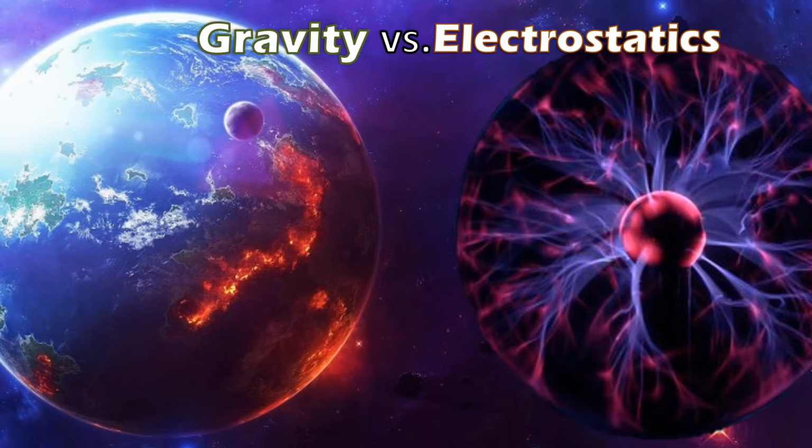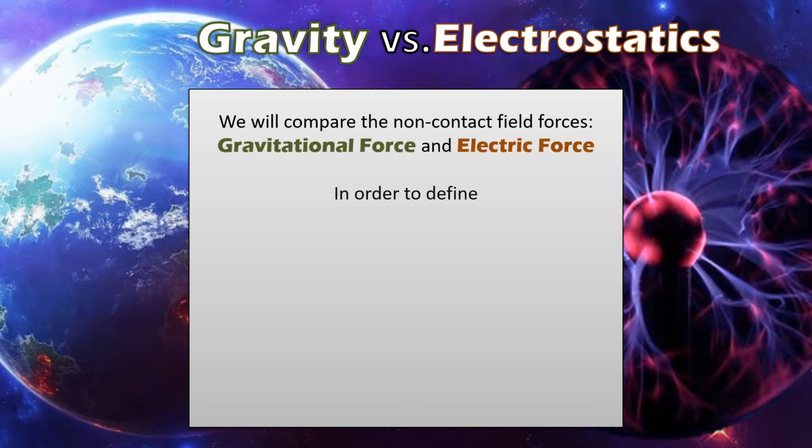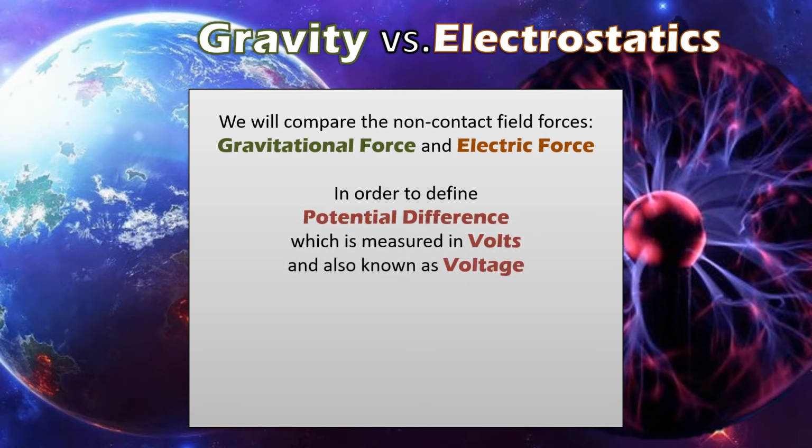In describing what potential difference is, it's useful to draw a parallel to something we're more familiar with, which is gravity. We're going to compare the non-contact field forces, gravitational force and electric force, in order to define potential difference, which is measured in volts and also known as voltage. The equation we're going to get to is V equals W over Q. The voltage is equal to the electrical energy or the work divided by the charge, the work per unit charge.